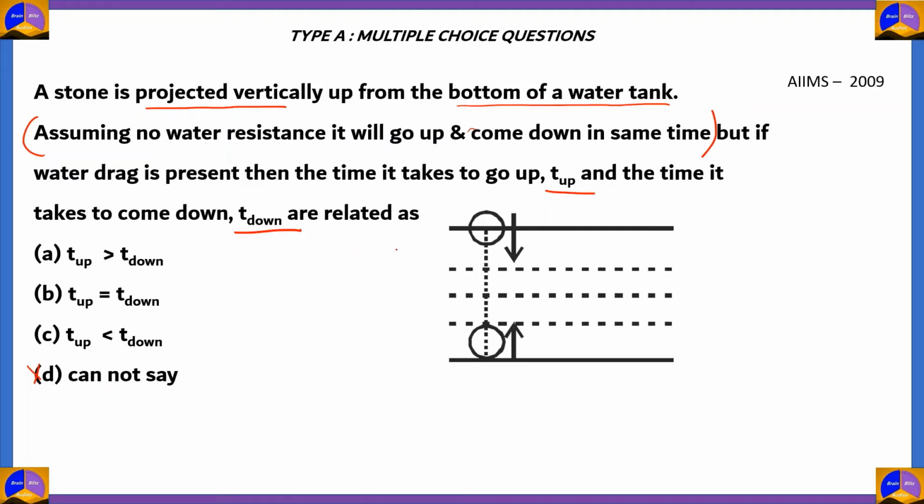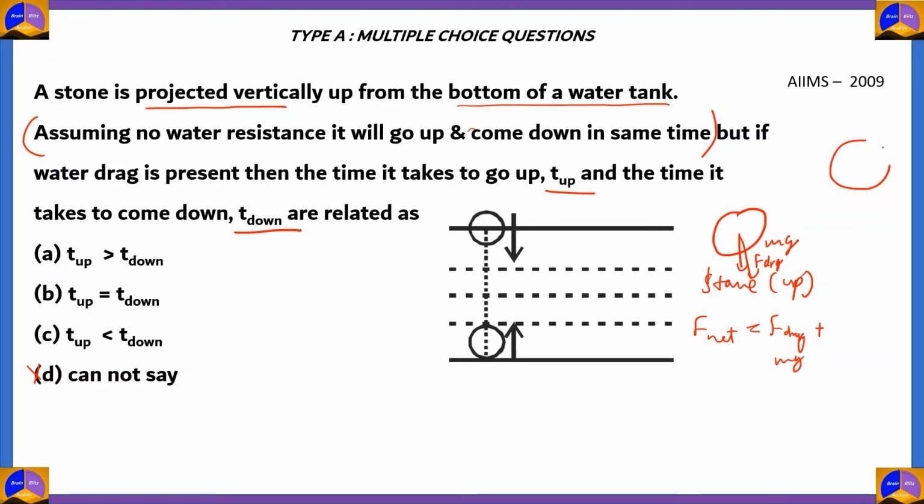Now, how do we visualize what is happening? So suppose this is the object, the stone, moving up. Now, when the stone is moving up, the water drag acts in the opposite direction. So the drag force acts opposite, that means down. You may also note that mg, the gravitational force, also acts downward. So in this scenario, F net will be equal to F drag plus mg.